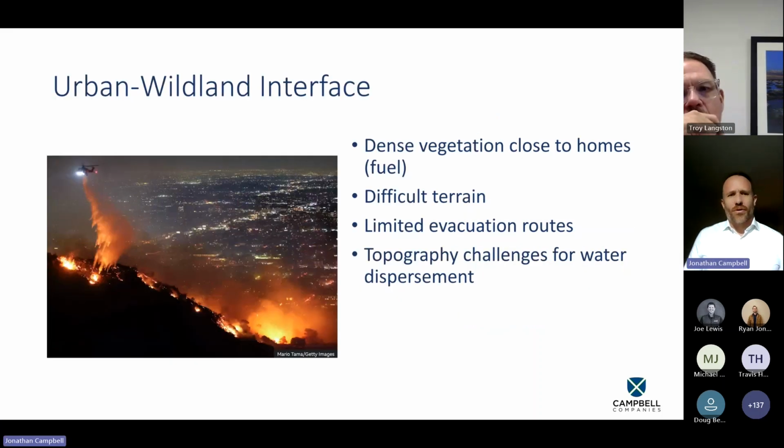We talked a little bit about the urban wildland interface. You know, we had all this dense vegetation close to homes. You look at where people build now as we're expanding, as there's urban sprawl, we're building closer and closer to this vegetation in these areas. It creates difficult terrain to move up and down. You have limited evacuation routes. And then, like we talked about, topography challenges for water disbursement. Trying to pump water uphill while it's being used in thousands of other locations in the city is really hard to do.